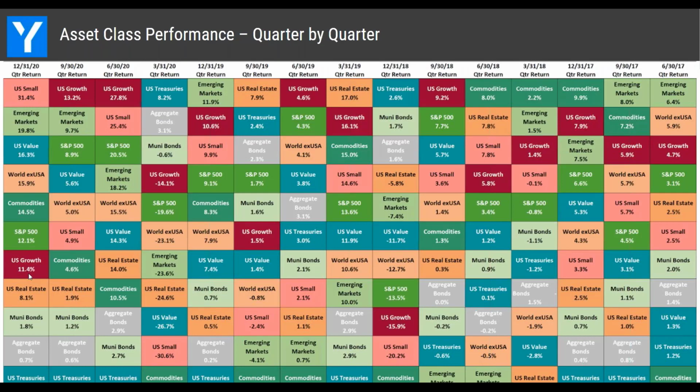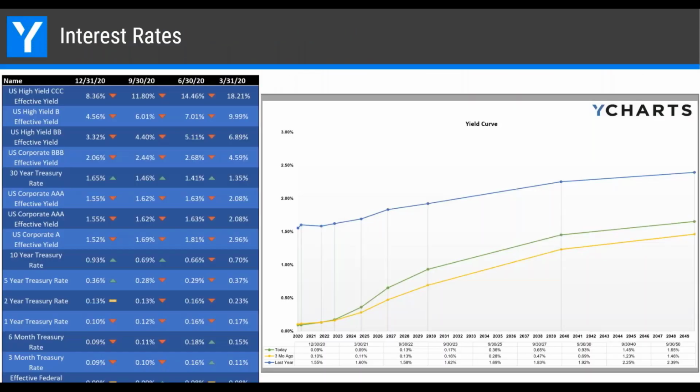So now that we've covered those asset classes, Allison, what can you tell us on the interest rate side of things? Yeah, in this last quarter, there weren't many changes from the levels we've seen, except for long-term treasuries have risen, although still very low, especially compared to a year ago or a few years ago.